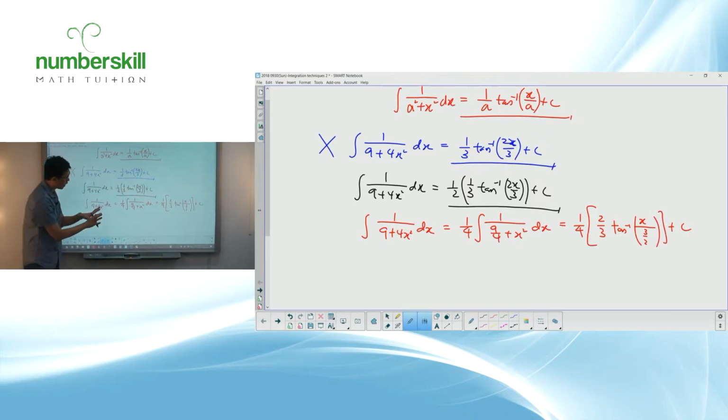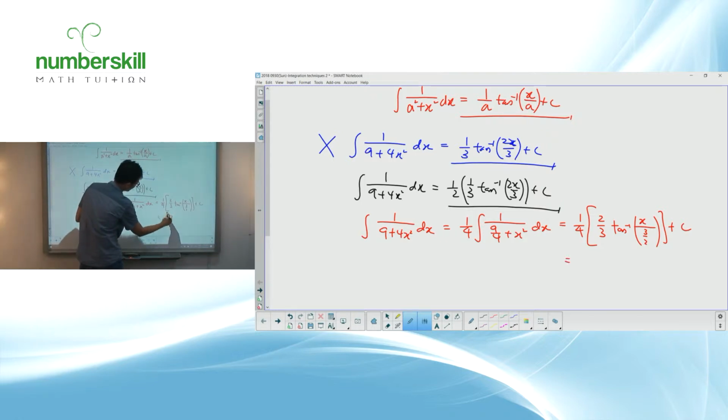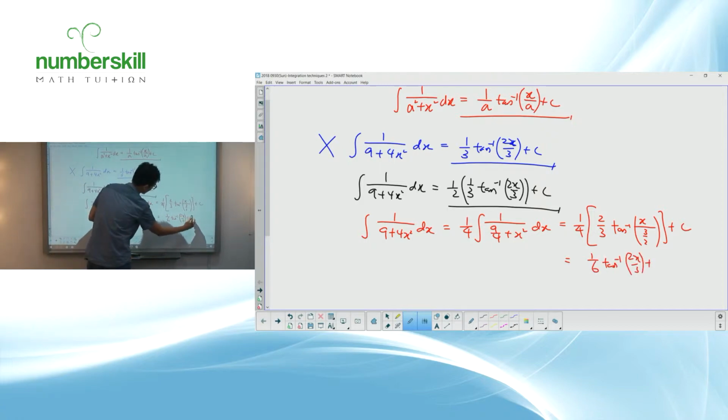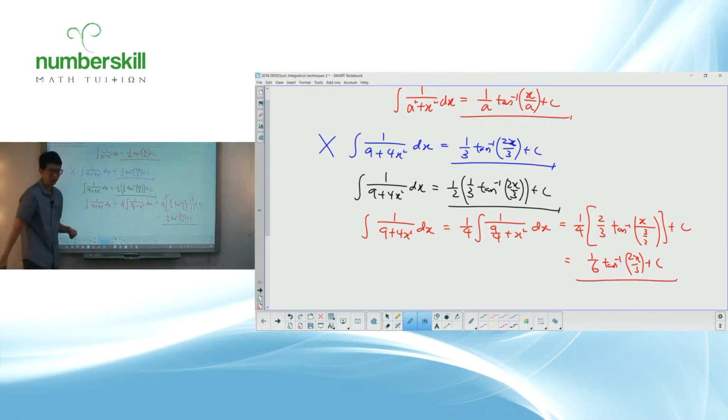All you are giving up is that you have a few more steps, really, in compensation of being correct all the time. So you actually have the half and the 1/3, which is 1/6, tangent inverse 2x/3 plus c. And that will be the correct answer, as you can see here. Understand? So like I say, you have 2 options to deal with this problem.